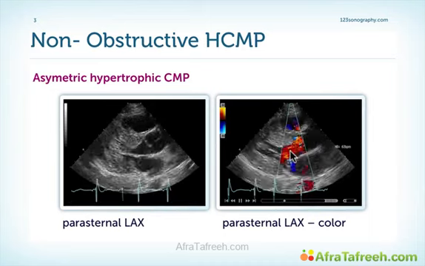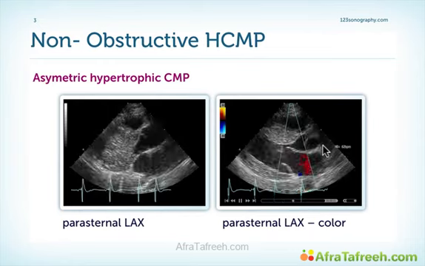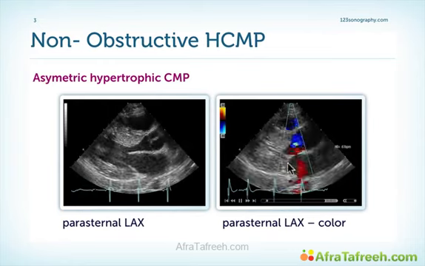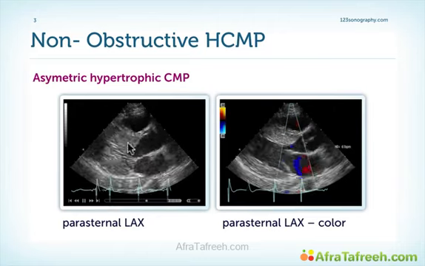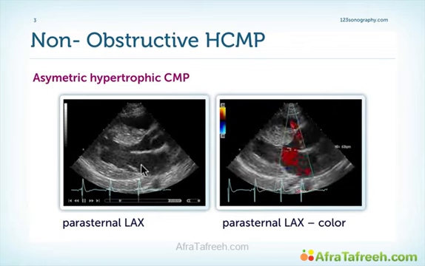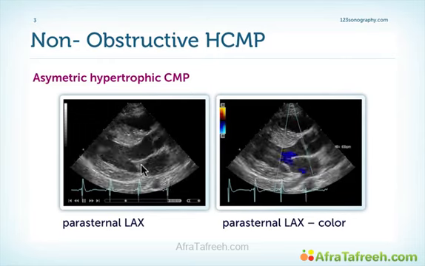Also note that there is no obstruction in the LVOT, so we do not have turbulent flow with color Doppler. There's only minor mitral regurgitation present. And we also have a normal motion of the mitral valve, so there is no SAM or systolic anterior motion. We'll talk about that phenomenon later.